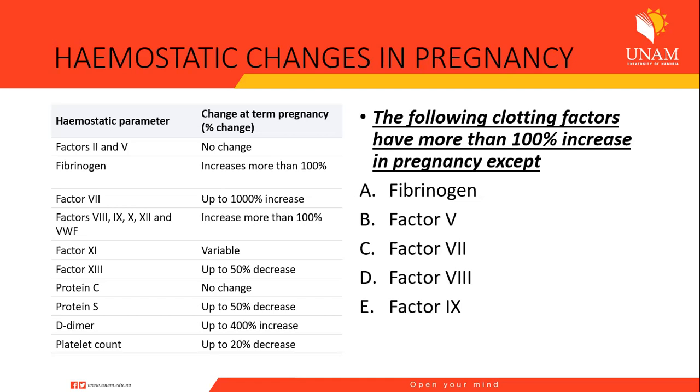Protein C, there's not been any detectable change. Protein S, there's up to 50% decrease. And D-dimer, and we're going to come to this later on, D-dimer levels increase up to 400% at term in pregnancy, while platelet count normally will increase up to 20%.